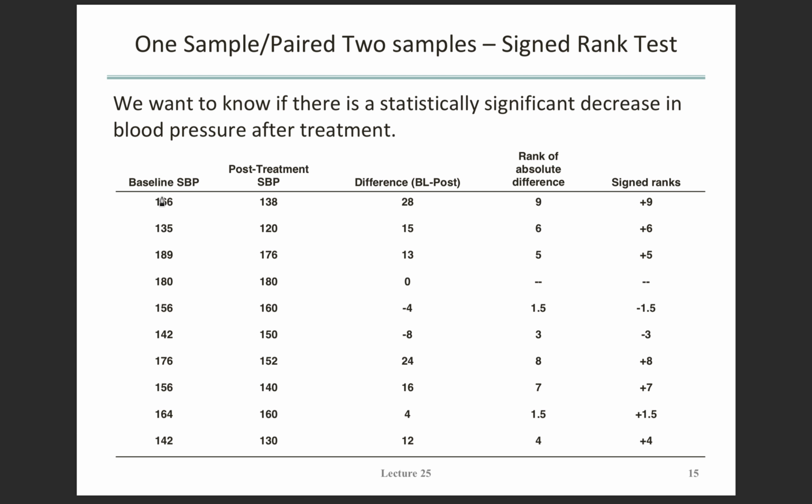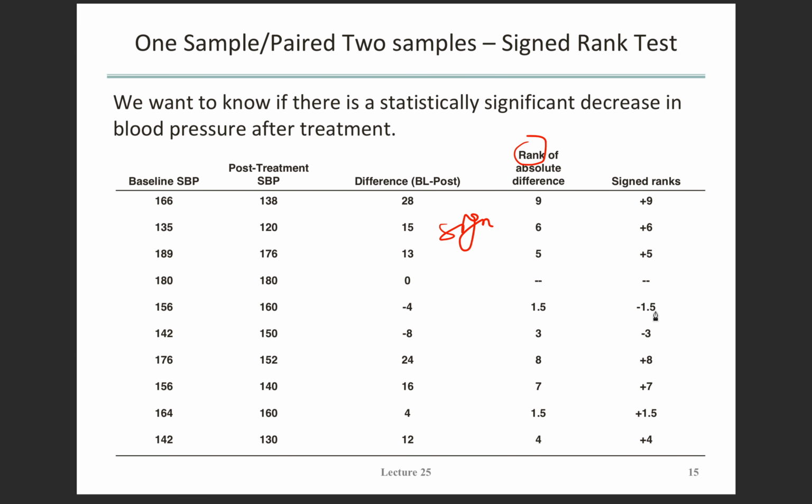So here is the before, and this is the after. This is the difference, right? And this is the rank of the absolute difference. Now we combine this rank of the absolute difference with the sign. So it's going to be signed rank, right? That's where the name comes from. Sign alone is only the sign, and rank is slightly stronger, so combining the sign with the rank gives the signed rank, and this is what we got.